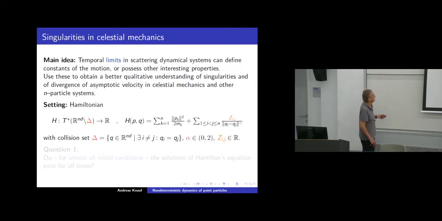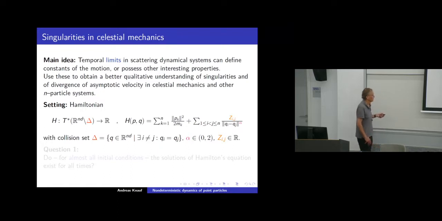So the setting is, of course, one of a Hamiltonian system with phase space R^{nd}, because you have n particles in d dimensions, and then it's of the typical classical form, kinetic plus potential. And more specifically, just for the sake of simplicity of the talk, I will assume that two particles just interact via a homogeneous inverse power of their distance.